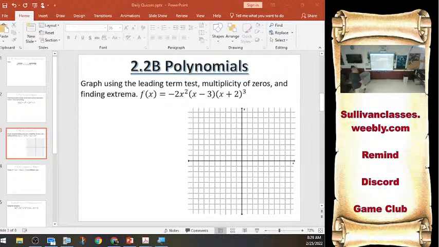So, leading term test. I have 2 x's, 3 x's, 4, 5, 6 x's, and it'll be negative. A negative 2 x to the 6 as a leading term tells me that I'm going to have end behavior of negative infinity, squiggles, negative infinity. Then, zeros. I have 0, and it's going to happen like a parabola because it occurs twice. I have 3, and it's going to happen like a line because it happens once. I have -2, it's going to happen like a cubic because it happens thrice. So label your zeros at 3, at -2, at 0.